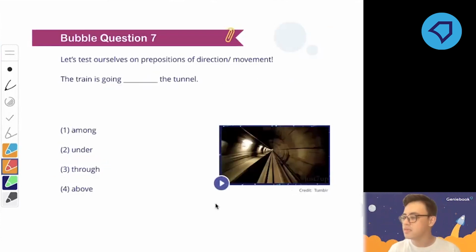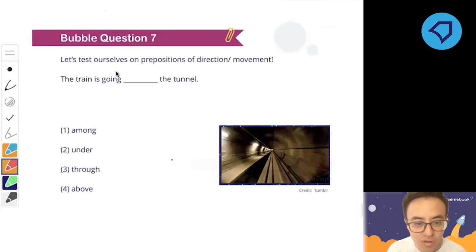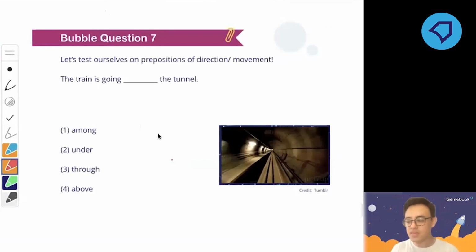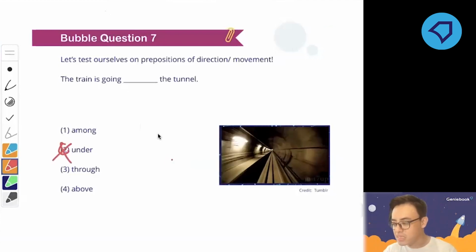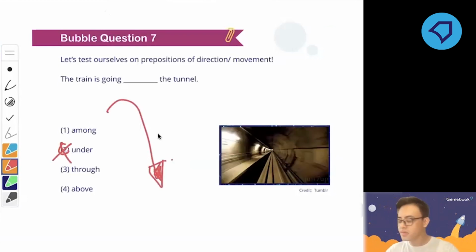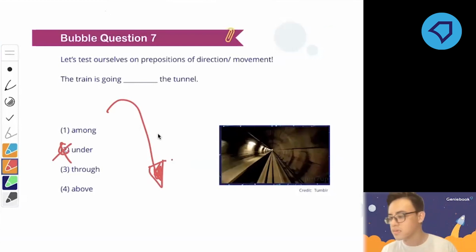Next, in 3, 2, 1, I'm going to give you the question, bubble question number 7. Let's go. So the train is not going... let's see how many of you got this wrong. The biggest mistake here is number 2. The train is going under the tunnel. Now, under must be this motion. If it is going in this motion, it is going under, right? If the train goes like this, it goes under.